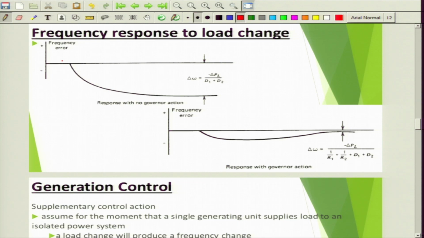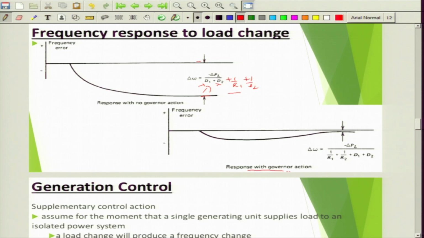There is a frequency response to load change. So there is a frequency change, because of which there is no governor action. If there is no governor action, we do not see the 1/R1 plus 1/R2 terms. This is not there here. There is a change in load, because of which there are already frequency dependent loads, and finally there is some overall frequency error. This is a nominal value, this is the actual value where it is settled ultimately.